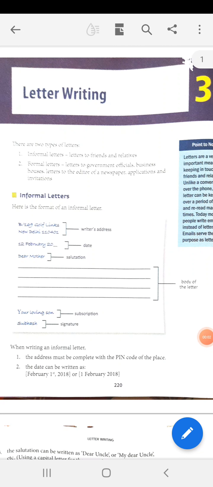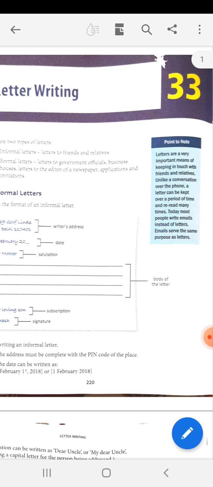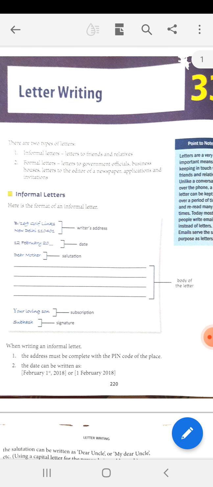Hello students. Today we will study the chapter on letter writing, which is from your Viva publication English grammar book for class 7th. The chapter is chapter number 33. We will study how to write a letter. You all know that there are two types of letters.